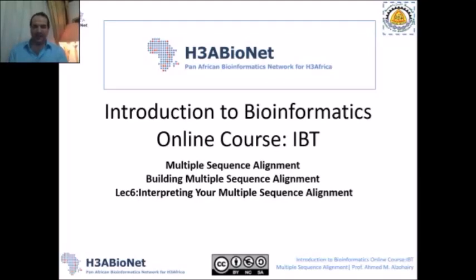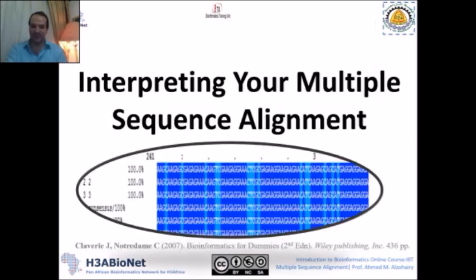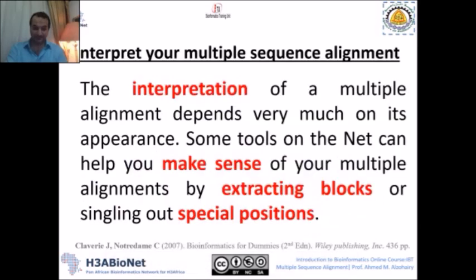Hello everybody. Now we come to the last lecture, and in my opinion this is one of the most important lectures today. So I hope you can comprehend this one and concentrate with me, because this will help you to interpret your multiple sequence alignment. Interpretation means that you have to make sense of your multiple sequence alignment.